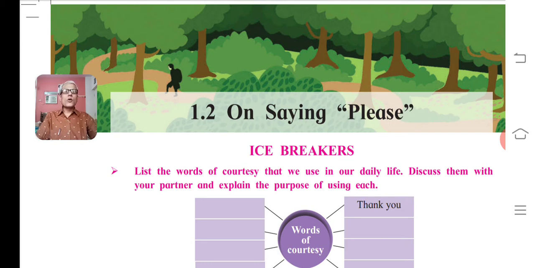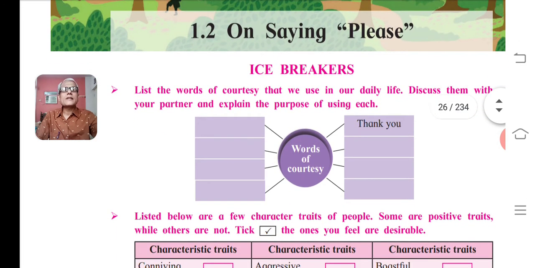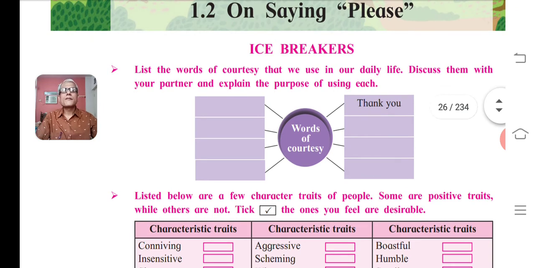So friends, open page number 13 of your English textbook and see the icebreakers of this lesson on saying please, or you can also read all these activities on the screen in front of you. Now we will start with the first activity in the icebreaker. The first activity is: list the words of courtesy that we use in our daily life. Discuss them with your partner and explain the purpose of using them.